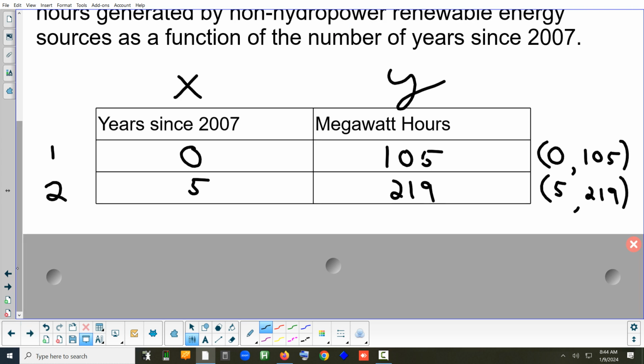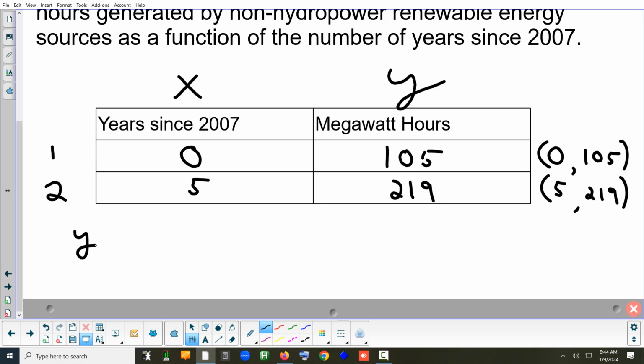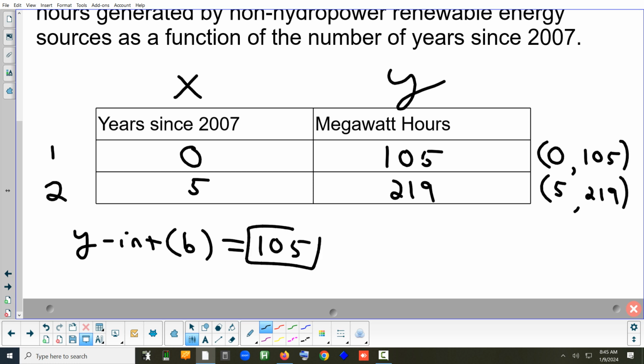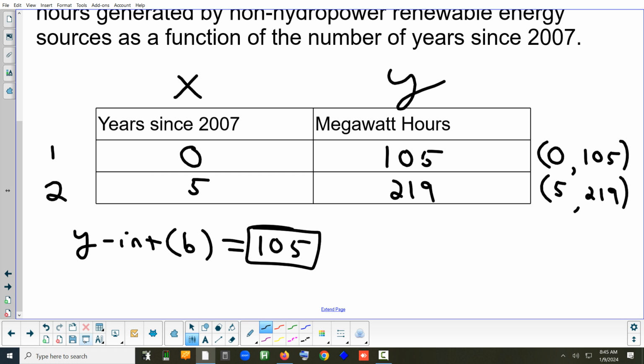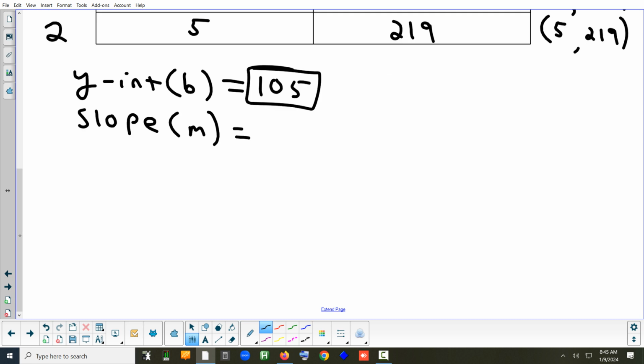Let's start with the y-intercept, because that's the easiest. What letter is the y-intercept? B. And in this case, what's the number that's with the 0? 105. Yep, that's your y-intercept. Okay, so we've got that. And what's the last thing we need? We've got to get the slope. And the slope is which letter? M. Okay, so let's find the slope.